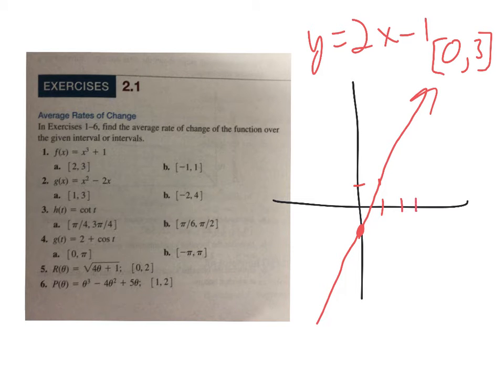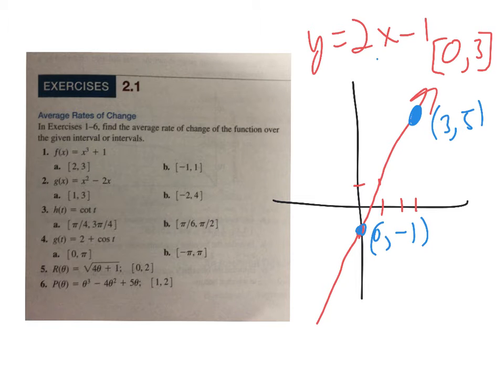well, let's see. Let me change to different ink. So here's this point, which is actually what? 3: 2 times 3 is 6, minus 1 is 5. And at 0, if x equals 0, that's negative 1.